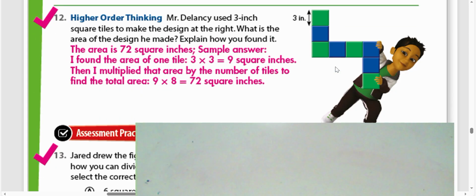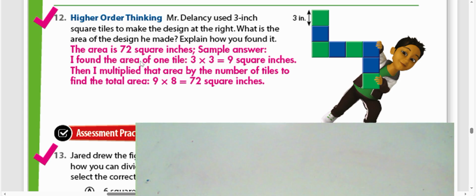Higher order thinking. Look at here. Mr. Dunsley used 3-inch square tiles to make a design like this. What is the area of the design he made, and explain how you found it. The area, we can write, count 1, 2, 3, 4, 5, 6, 7, 8. We have 8 squares. The area of each one will be 3 by 3 equals 9. Then 9 times 8 equals 72. The area will be 72 square inches.